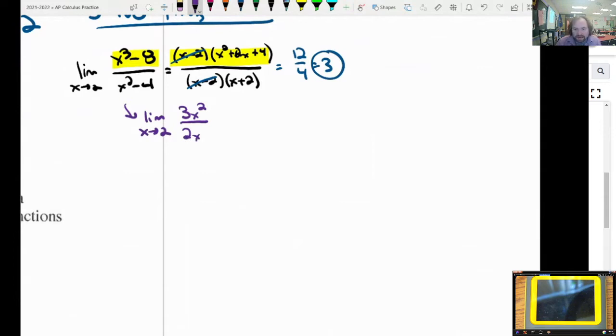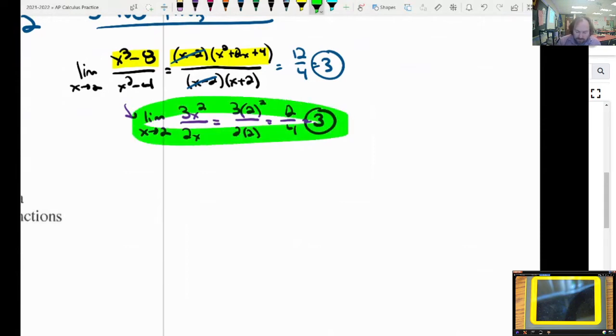The constants of 8 and 4 go away, and x to the third becomes 3x squared, and x squared becomes 2x. Now, when you plug in 2, you get 3 times 2 squared over 2 times 2, and that, again, is 12 over 4, or just 3. So you can do this one by factoring or by using L'Hopital's rule, but either way, it's not a very difficult limit. But I recommend L'Hopital's rule as the strategy that you start using for most limit problems.